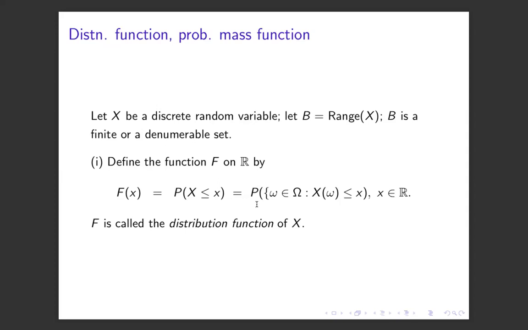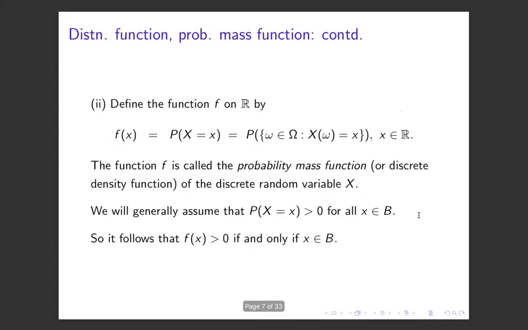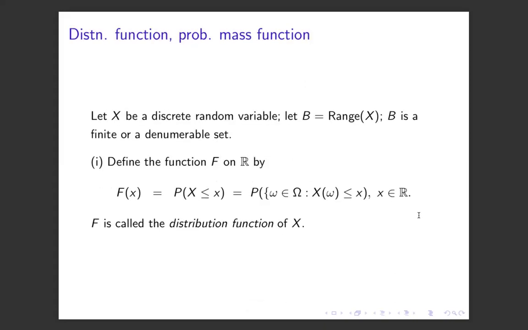That means it is the probability of this set, the set of all omega in capital Omega such that X of omega is less than or equal to x. I think there should have been braces here missing. Anyway. So that capital F is called the distribution function of X. Okay, note it down if you want to.